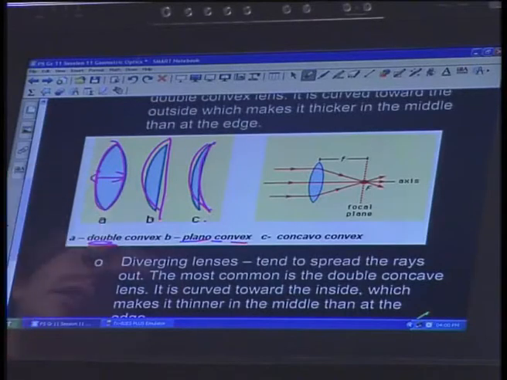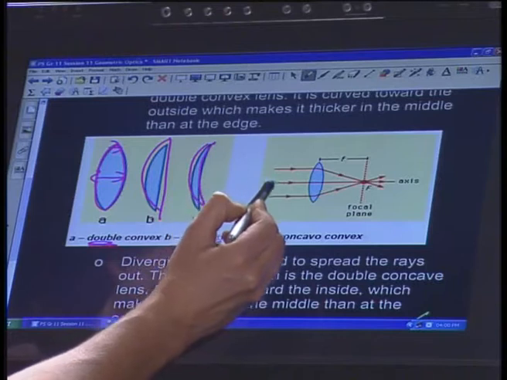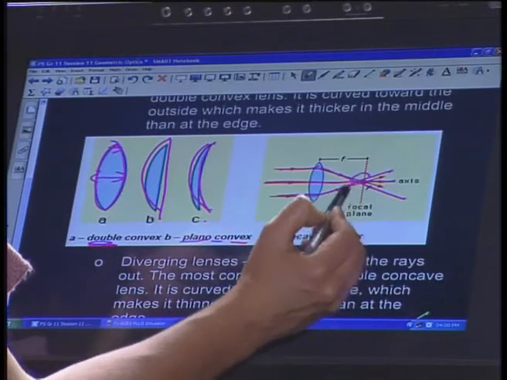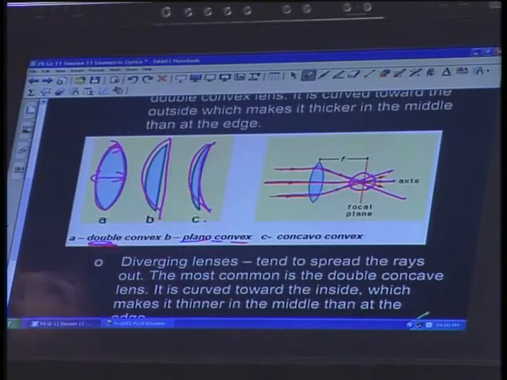So with a convex lens, the center part is thicker than the top part. If you look at the ray diagram over here, you would see that the light rays are converged. In other words, they meet at a point beyond the lens. And that is the main characteristic of a converging lens.